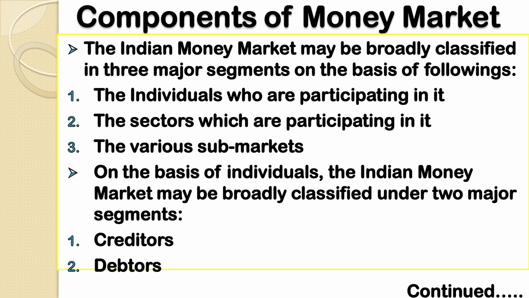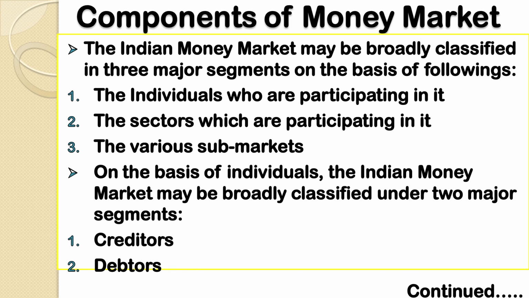Now, the point number one, on the basis of individuals who are participating in our Indian money market, the whole money market may be broadly classified under two major components: number one, debtors, and number two, creditors. Why?